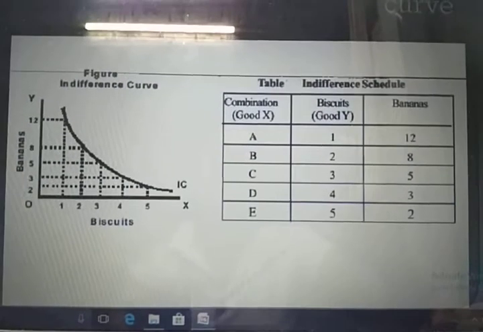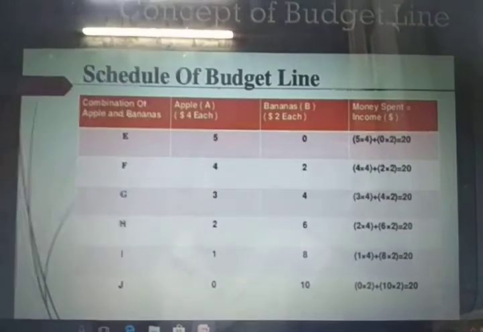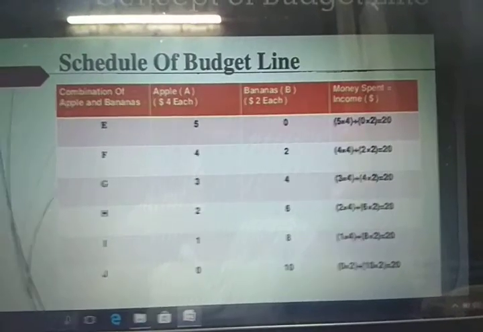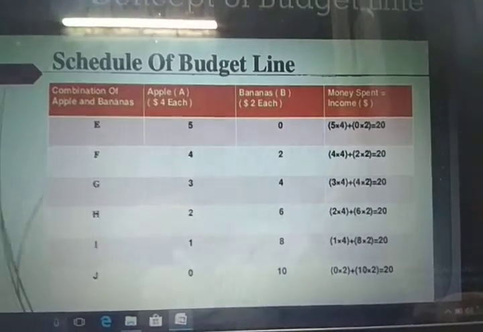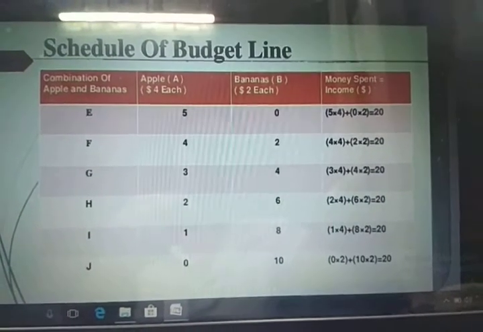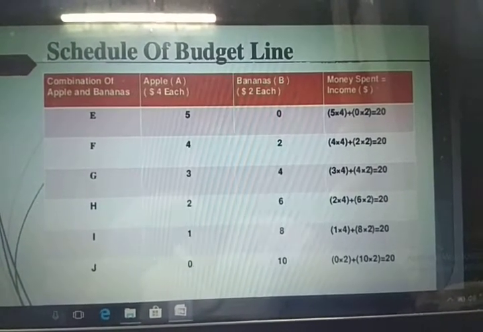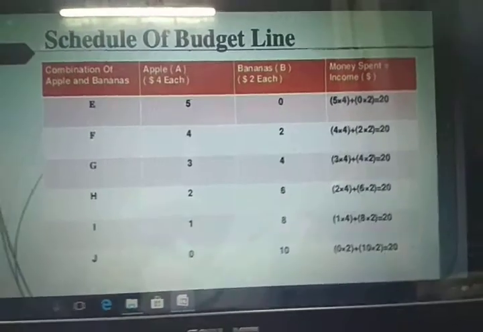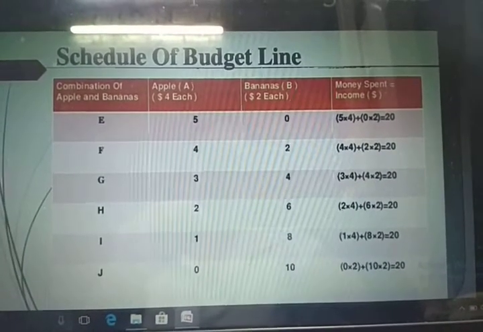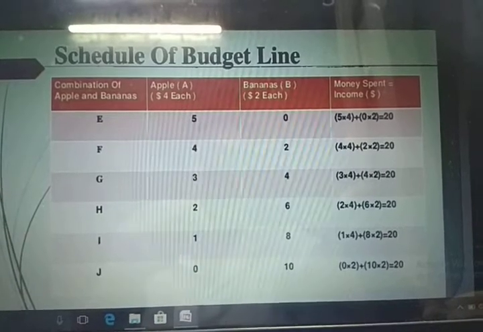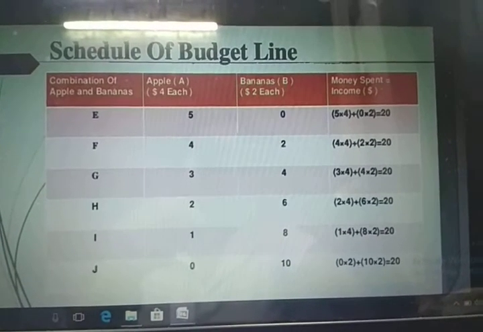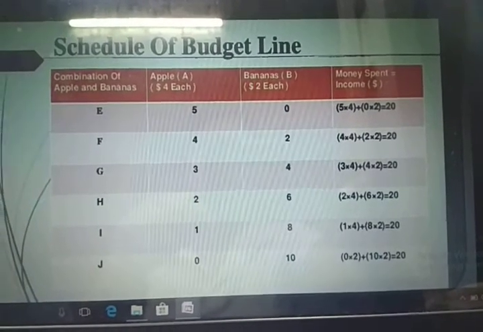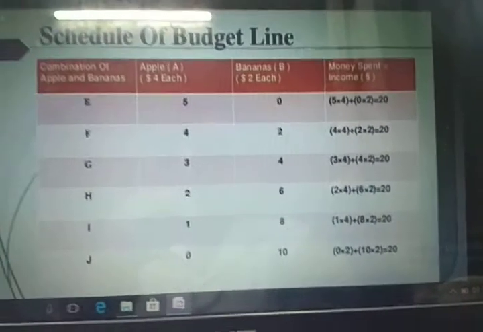Now I'm going to explain to you what is budget line, or what do you mean by budget line. Budget line is actually what? It is a graphical representation of possible combinations of two goods which the consumer can purchase with the given income and prices, such that the cost of each of them is equal to the money income of the consumer.